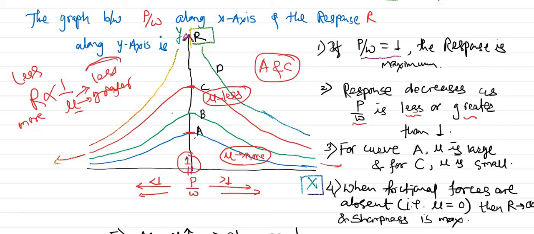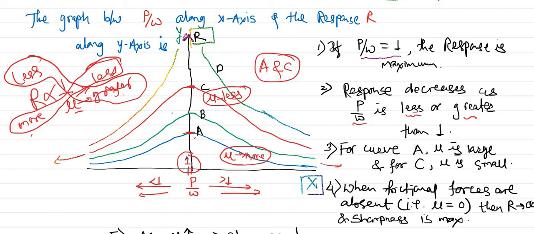So this is what we can say: if greater the mu, less will be the response. If less will be the mu, greater will be the response. So this is just a comparison between A and C. And for curve B we have the intermediate mu, and that's why we have intermediate response also, as compared to A, B, C. Okay.